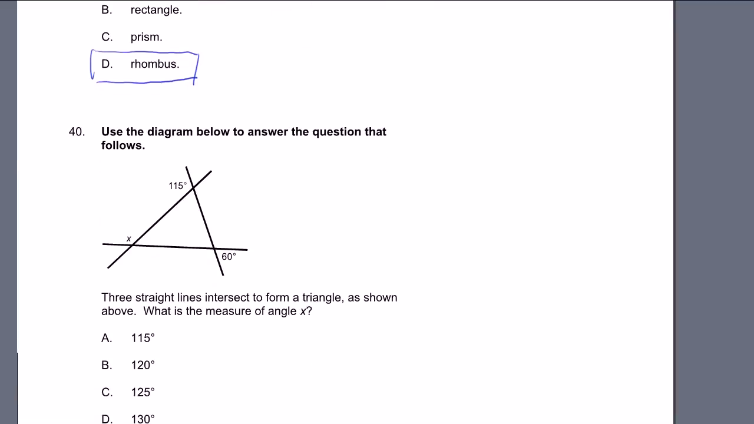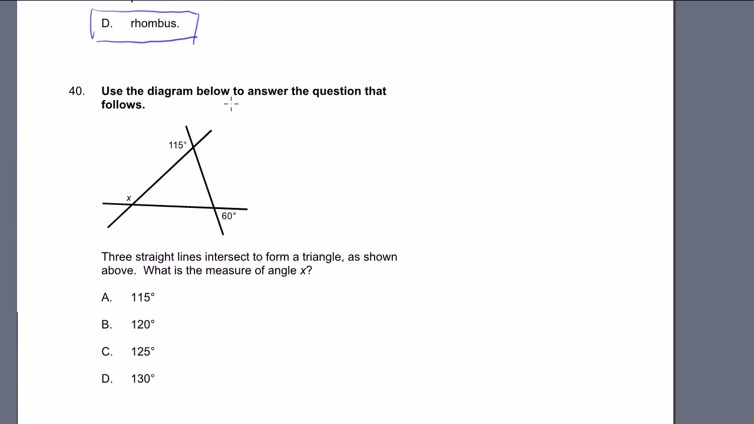Problem 40. Use the diagram below to answer the question. Well, we know how to do that. Three straight lines intersect to form a triangle, as shown above. What is the measure of angle x? Well, here we just use a couple of our angle rules. If you watched any of my videos in the past, it's what I call the angle game. Let's play the angle game.